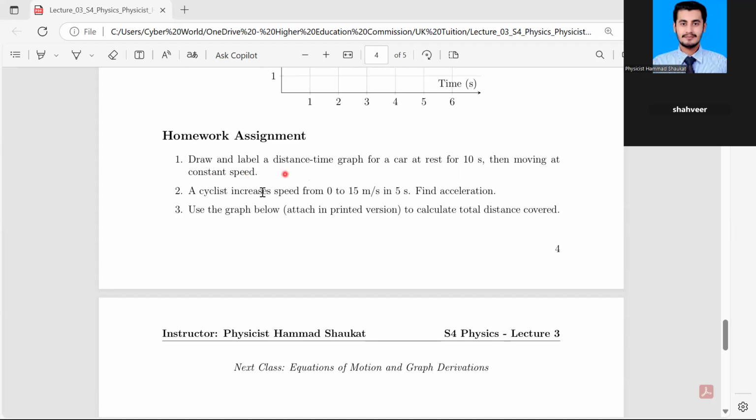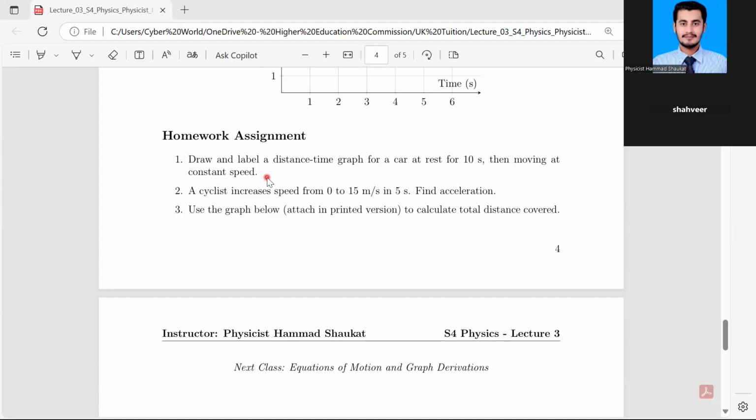Here are some easy questions. You have to draw and label a distance time graph for a car which is at rest. Rest basically means it starts from stopped, from zero. It's for 10 seconds. Again, take initial time zero, and initial distance is zero. And you have to draw a distance time graph for constant speed. You know how to make a distance time graph for constant speed.